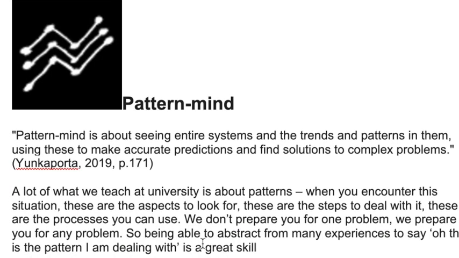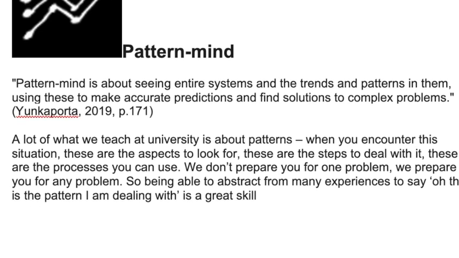And the last symbol of Tyson's is pattern mind. Pattern mind is about seeing entire systems and trends and patterns in them, using these to make accurate predictions and find solutions to complex problems. It's about system thinking. A lot of what we teach at university is about patterns. When you encounter this situation, these are the aspects to look for. These are the steps to deal with it. These are the processes you can use. We don't prepare you for one problem, we prepare you for any problem. So being able to abstract from many experiences, say, this is the pattern I'm dealing with, is a great skill.